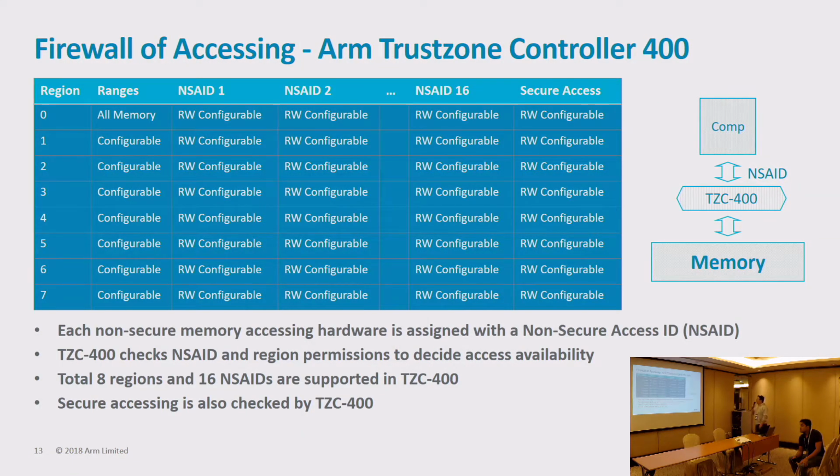So with TZC400, the only region that could be overlapped is region 0, because region 0 does not have a setting for ranges. It just takes all the memory, so region 0 is the default setting for all the memory. The rest of the regions, 1 to 7, are not allowed to be overlapped. When you say they're not allowed to be overlapped, they're configurable, right? So any range can go into any region, right?